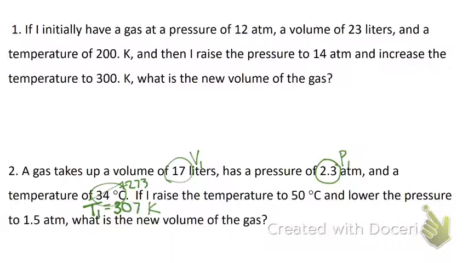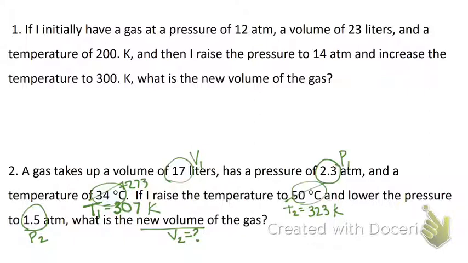Now, keep going, I raised the temperature to 50 degrees Celsius, so that's going to be my T2, and 273 plus 50 is 323 Kelvin, and lower the pressure to 1.5 atm, so that's my P2, and then it's asking us what's our new volume. So once again, I'm looking for my V2. Now, I don't have enough space to set that up, and I kind of did that on purpose because I don't want to. I'm not going to.